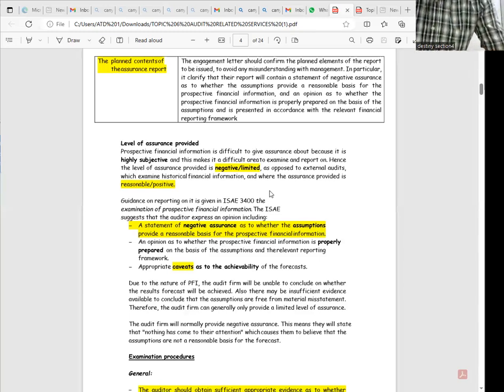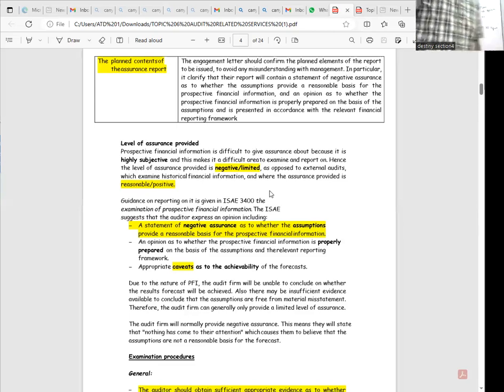So prospective assurance is a limited assurance, and for that case, a negative opinion shall be expressed by the practitioner. Guidance on reporting on it is given in ISAE 3400, the examination of prospective financial information. The standard suggests that the auditor express an opinion, including one, a statement of negative assurance as to whether the assumptions provide a reasonable basis for the prospective financial information. Two, an opinion as to whether the prospective financial information is properly prepared on the basis of the assumptions and relevant reporting framework. Then appropriate caveats as to the achievability of the forecast. So those are the things that the practitioner or the auditor will be confirming as they express their opinion.